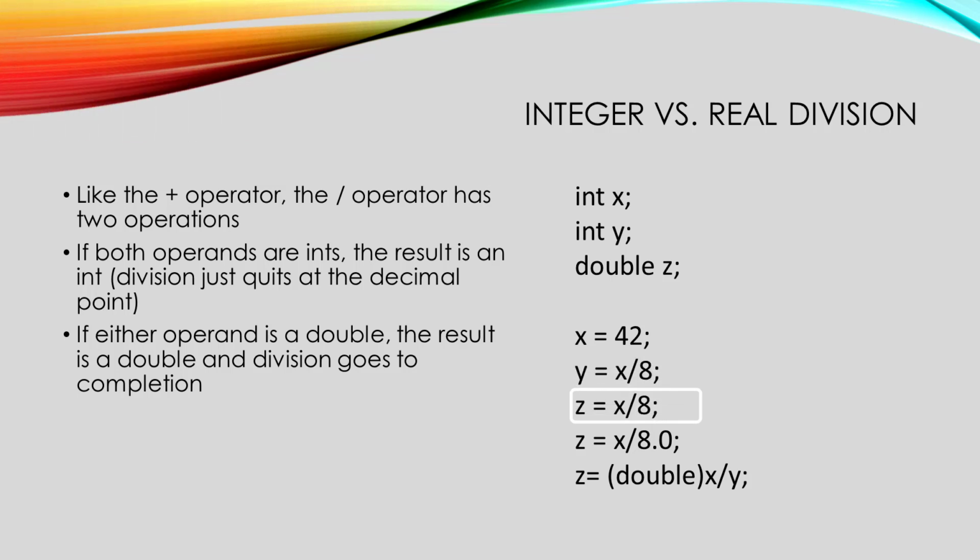In this statement, the division will be the same because both operands are still integers. The division will again evaluate to 5.